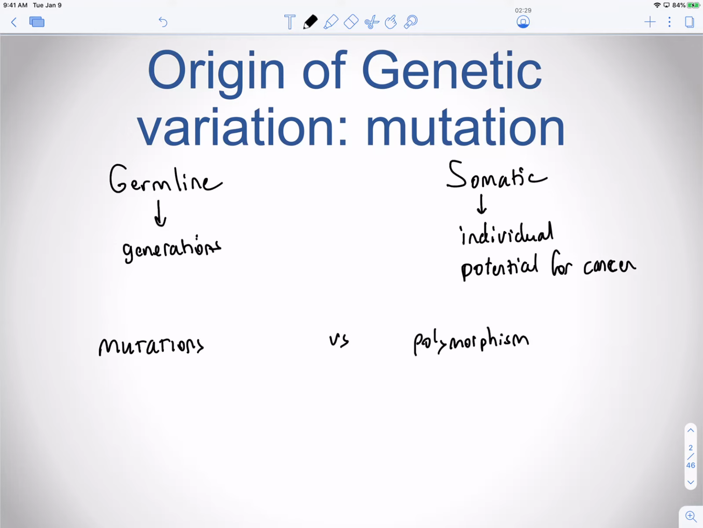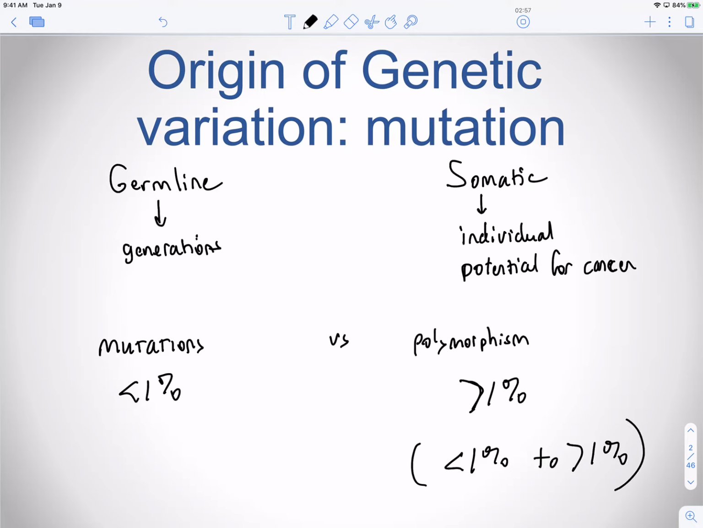So mutations are very rare. They're going to be in less than 1% of the population. And classically, polymorphisms are considered to be in more than 1% of the population for them to be considered a polymorphism and stable. That definition of polymorphism is a little bit wiggly now, and so polymorphisms now can have a range of less than 1% to greater than 1%. And this is a more modern take of polymorphism.